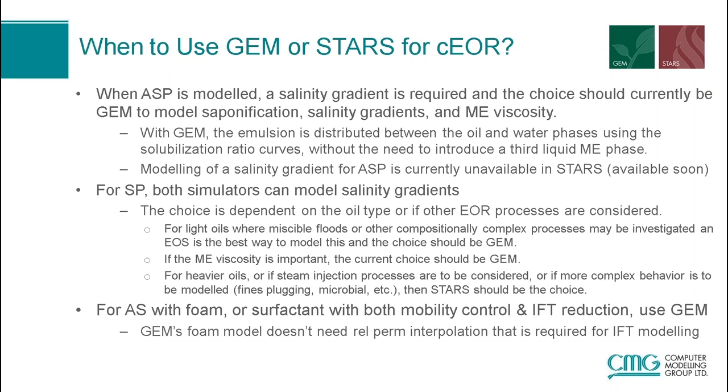Now, of course, many may wonder when you should use GEM and when you should use STARS for chemical EOR. So these are detailing our current recommendations. First of all, for ASP, a salinity gradient is required, so the choice should currently be GEM, because you can model saponification, salinity gradients, and microemulsion viscosity. With GEM, the emulsion is distributed between the oil and water phases using the solubilization ratio curves, and you don't need a third liquid phase. The modeling of a salinity gradient for ASP is currently unavailable in STARS, but will be available soon.